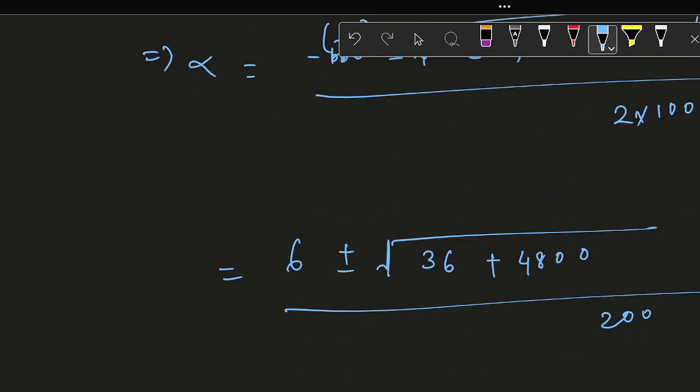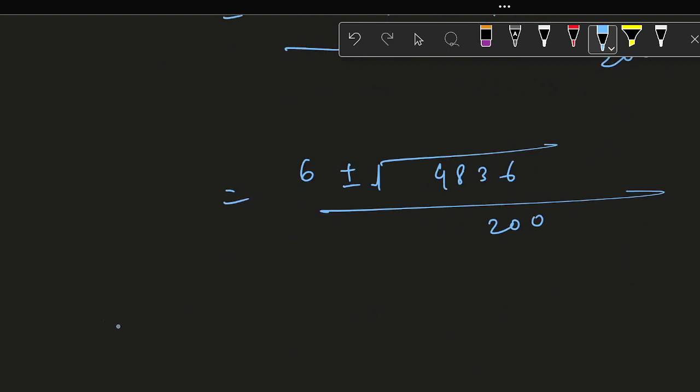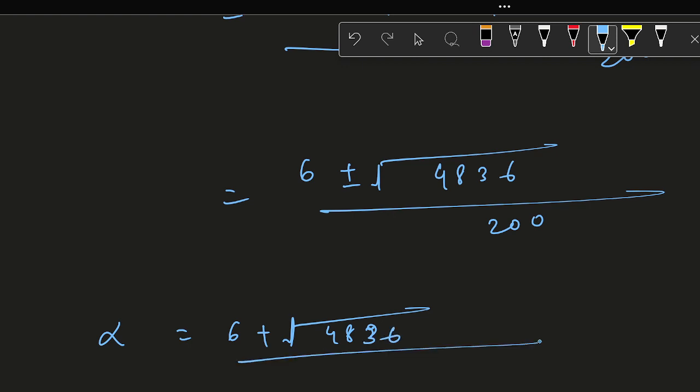So you can now calculate that this is just 6 plus minus the root of 4836 by 200. Now it is mentioned that alpha is positive and real also, so you cannot take the minus part. You just have to take the plus of the root. So this is just 4836 by 200.